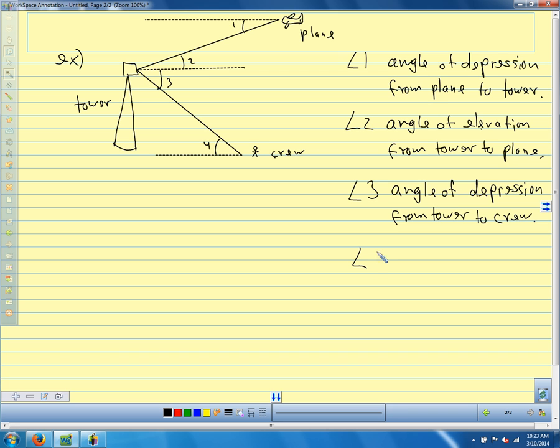And finally, angle 4. Is angle 4 going to be an angle of elevation or angle of depression? Elevation. And this is from the crew to the tower.